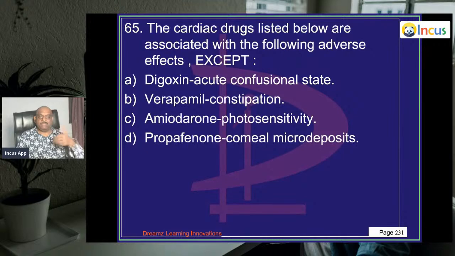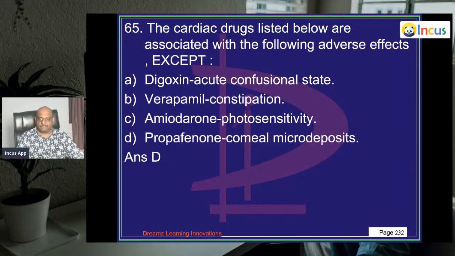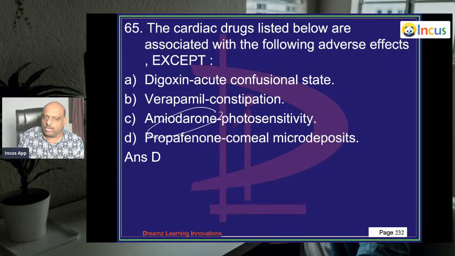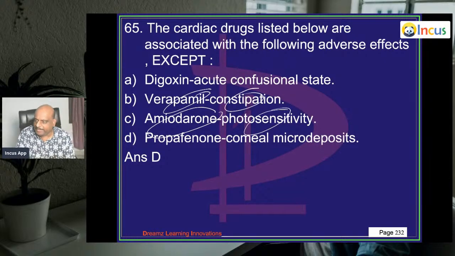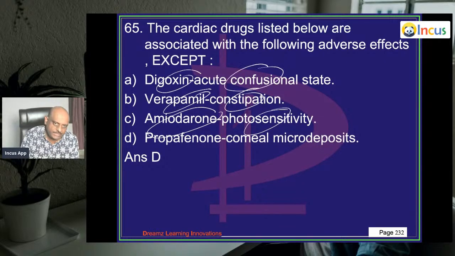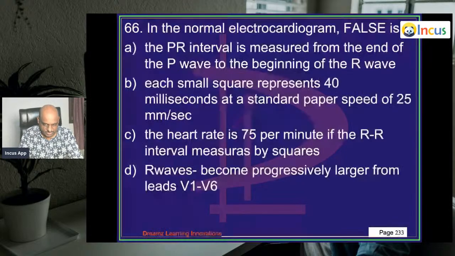Now, the different adverse effects. Imidazole leads to photosensitivity, verapamil leads to constipation, and digoxin leads to acute confusional state. They're all true. And imidazole leads to corneal microdeposits. That's what I want to underscore to all of you.